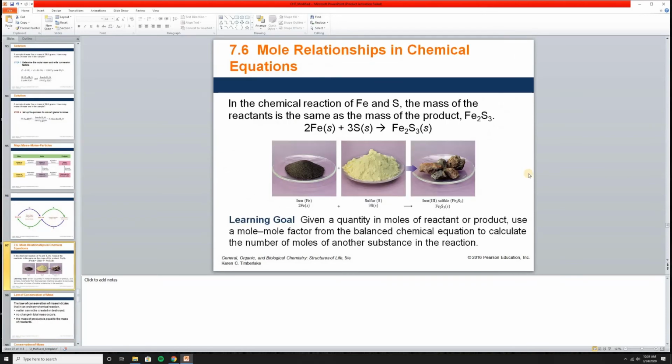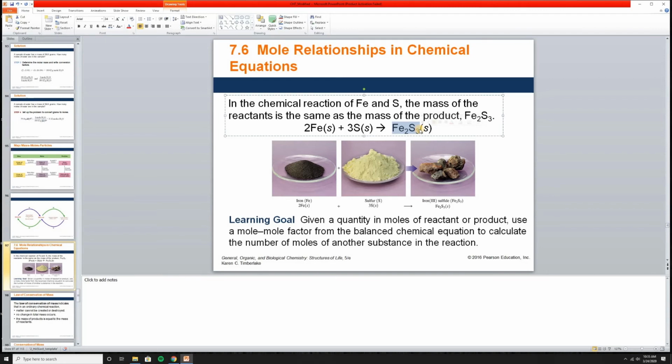Okay, moving on. The last thing we're going to cover is mole relationships in chemical equations. And this is not too bad. It sounds more difficult than it is. Basically, now we can read our equations differently. Normally, the way we read them yesterday in the other video was 2 atoms of iron react with 3 atoms of sulfur to create 1 molecule of this, right?